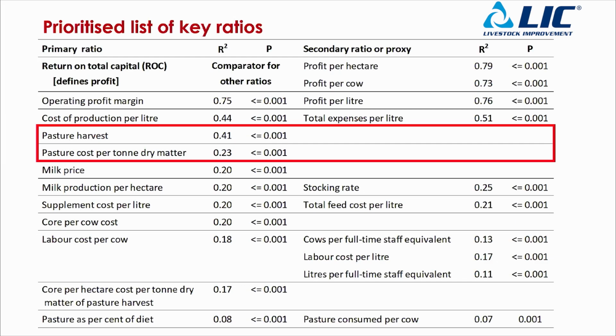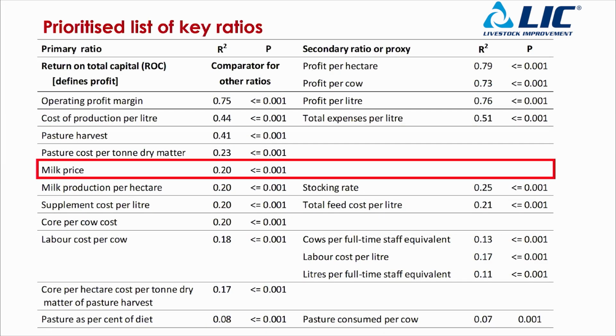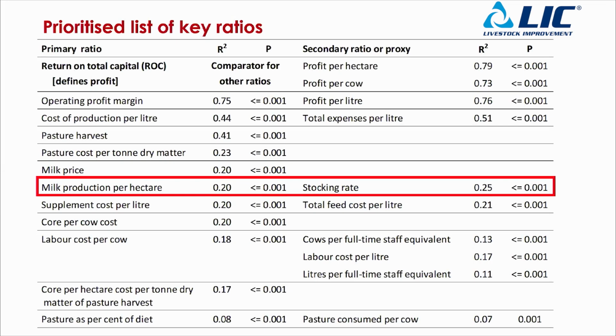pasture performance. Milk price is a primary ratio, but this needs to be calculated on the basis of energy-corrected milk to have this level of relevance. Milk production per hectare and stocking rate effectively describe a similar impact. As I'll demonstrate shortly, milk production per cow within this data set does not explain any of the variation in profit. So all of the correlation of milk production per hectare with profit is driven by stocking rate.